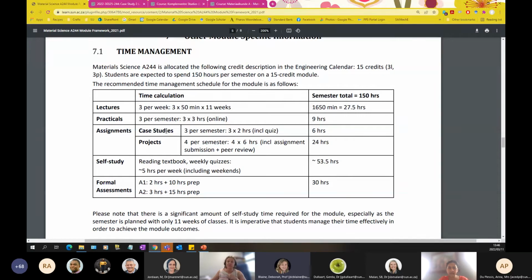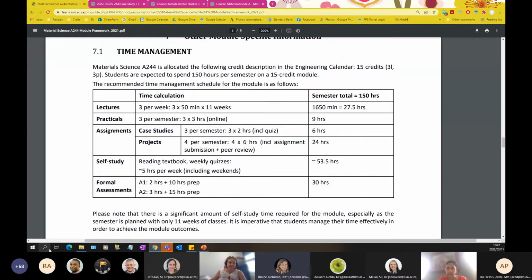This also is important for the lecturer to make sure that you're not overloading the students. So here, 3 times per week, you're meant to be doing a 50-minute lecture, and that's how many hours it is over the semester. Make sure that you're watching the online videos during that time. There are 3 practicals per semester, 3 hours each. The case studies should take you 2 hours, including the quiz, and there's 3 case studies. Going through all of this and adding it up to a total for a 15-credit course, it's 150 hours of work, and this includes self-study and the formal assessments.